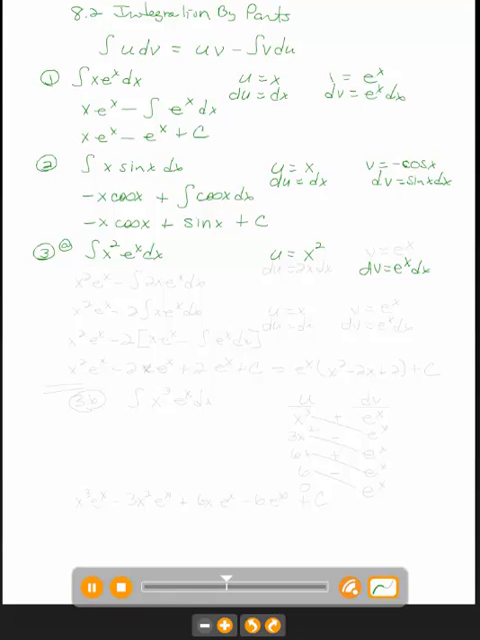I picked the dv to be e to the x dx because no matter how many times you take the derivative of it, it's never going to go away. So its integral is e to the x. And the derivative of x squared is 2x dx. So using the rule, it would be uv minus the integral of v du. Alright, so now, the 2 is a number and it can just come to the outside. So I'm going to take an extra step here.